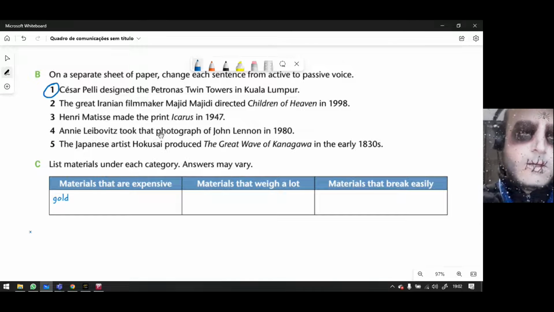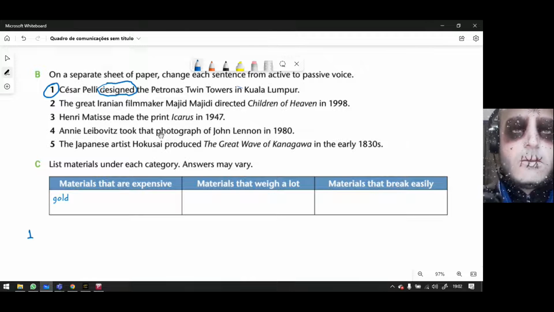Example number 1. Let's do together. Number 1, we first find the verb. What's the verb? Oh, designed. Designed is in the simple past. So, we use the verb be in the simple past. What's the verb be in the simple past? It's was or were, right? So Petronas Twin Towers in Kuala Lumpur, Twin Towers. So in this case, were.